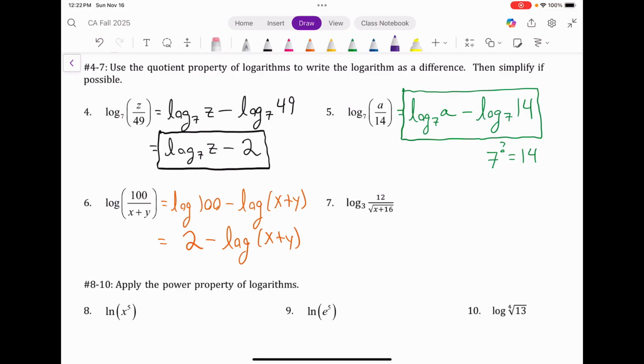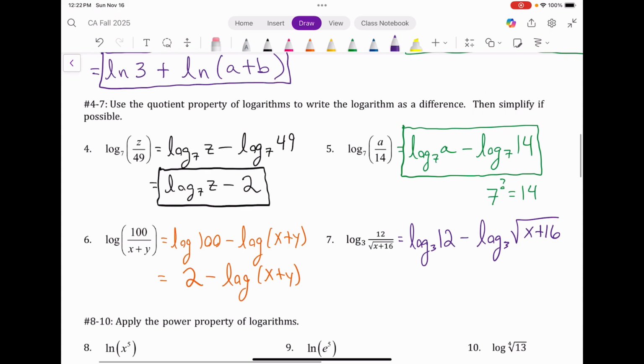All right, 7, we can separate this into 2 logs through subtraction. Okay. And I'm going to revisit this problem here in a second after we learn the last property of logarithms. So we'll leave it like that for right now.